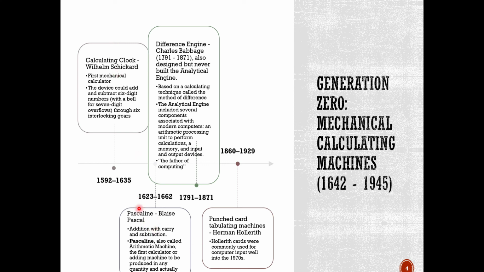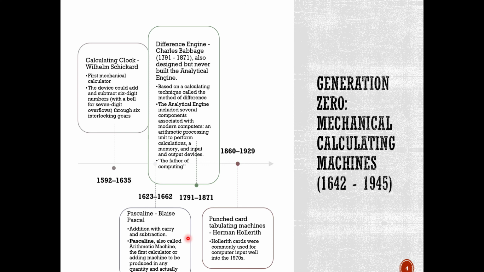The second one, from the 1620s, was the Pascaline, and it was created by Blaise Pascal. This focused on addition with carry and subtraction. It was also called the arithmetic machine. It was actually the first calculator and machine to be produced in quantity and actually used.